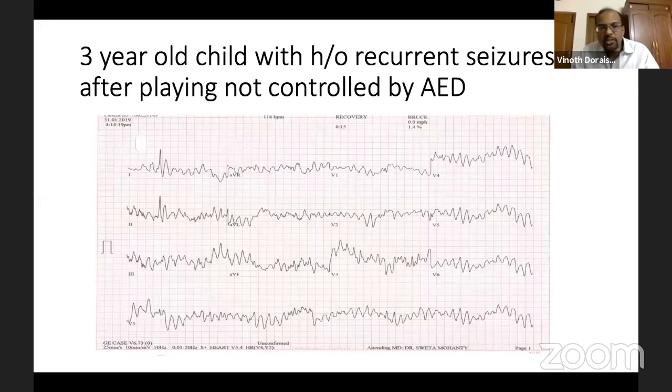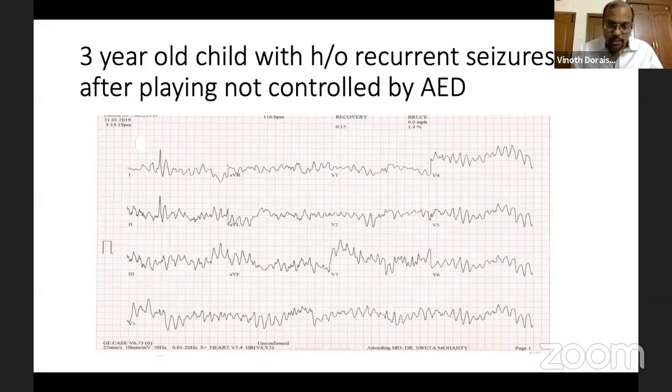This was a 3-year-old child with a history of recurrent seizures after playing. They were taken to a neurologist, and everybody thought it was a seizure and gave medications, but it was not controlled by multiple anti-epileptic drugs. One of my colleagues gave me this ECG. It was then suspected that the seizures could actually be syncope. So this patient was put on a treadmill.